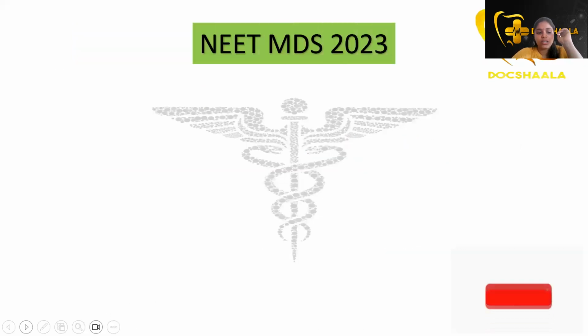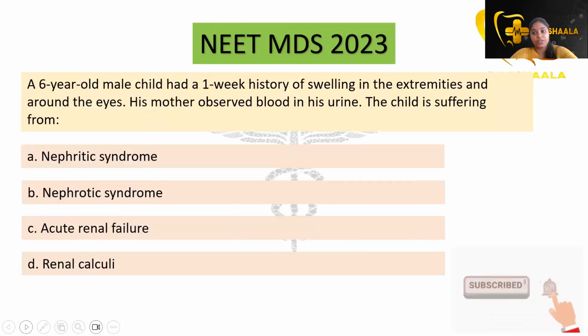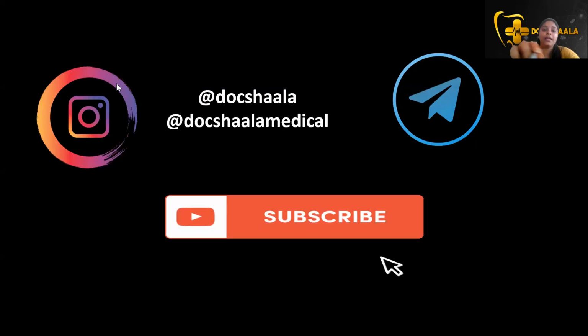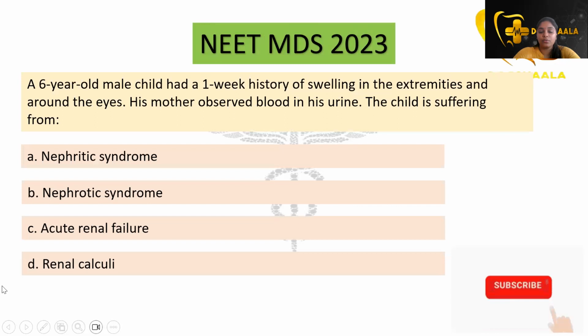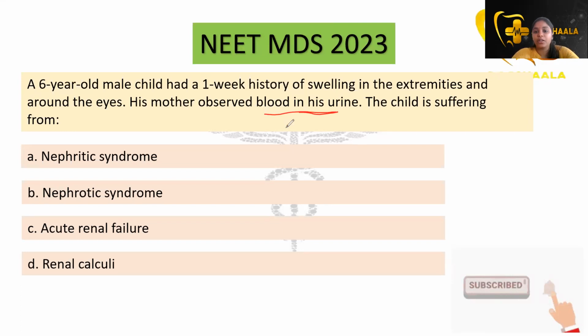Let's see the question which was asked in NEET MDS 2023. It was a case-based question. The question is: a 6-year-old male child had a 1-week history of swelling of the extremities and around the eyes. So a 1-week history is there in a 6-year-old male child. We know that nephritic syndrome is prevalent in 2 to 7-year-old boys. His mother observed blood in urine, that is hematuria. The child is suffering from?